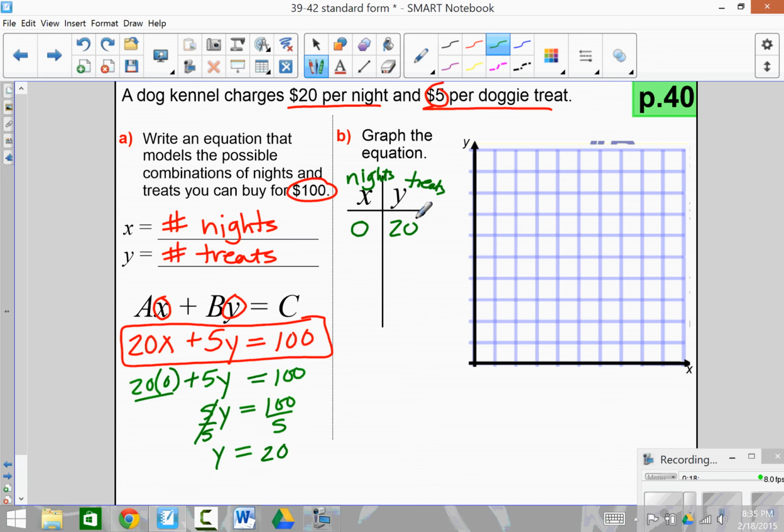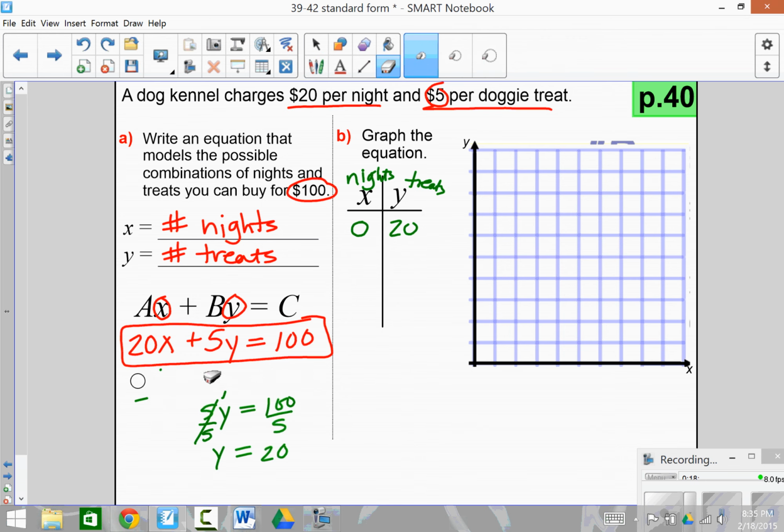So that means when x is 0, we stay 0 nights, we can buy y, 20 treats that add up to be $100. And you can check it. Does 20 times 0 plus 5 times 20 equal 100? Yes, it does. Okay, so we have one ordered pair. Let's go ahead and find the other ordered pair.